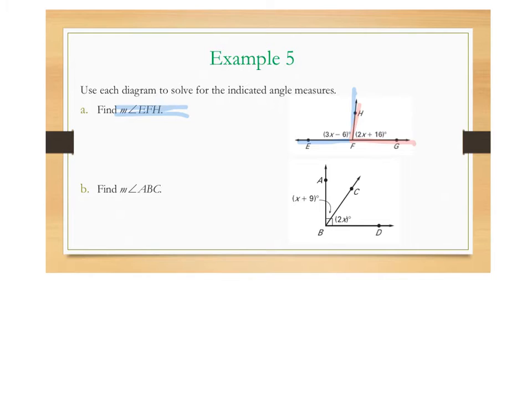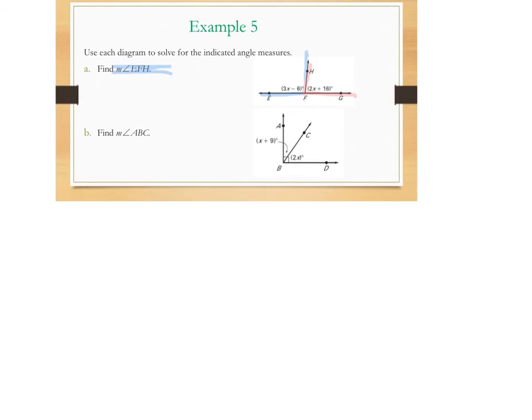They're adjacent. Good. Somebody give me another name. They're supplementary. What else are they? What else do they form? A straight line, making them a linear pair. Okay? So we can see that both angles together, because they're supplements, will equal 180 degrees. So the equation that I'm going to use is 3x minus 6 plus 2x plus 16, and set it equal to 180 degrees because they're supplements.